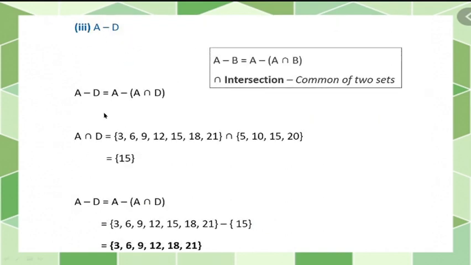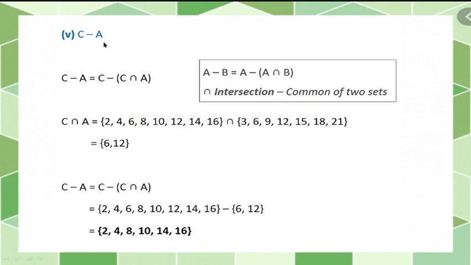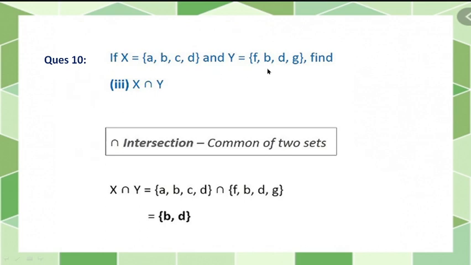Third part, A minus D. Look for the common elements in A and D, which is 15. Now subtract this 15 from set A, and this is the answer. Fifth part, C minus A. Same way, first of all we will calculate the common elements in C and A, 6 and 12. These are two elements which are common in set A and C. So now we will subtract these two common elements from the first set which is C, and this is the answer, C minus A.